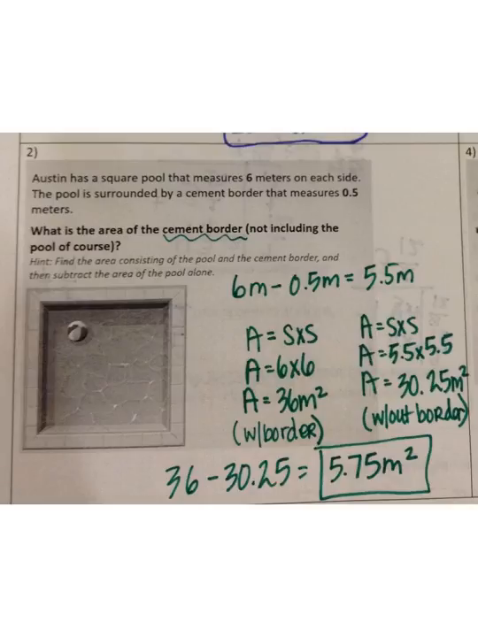Okay, so first, the hint said find the area consisting of the pool and the cement border, which is 6 meters. So over here I did side times side, 6 times 6, 36 meters squared with the border. Then I subtracted the area of the pool alone. So I found, with the pool alone, if I took away that 0.5 border, it would be 5.5 times 5.5, which is 30 25/100 meters squared. And so down here I subtracted the part without the border from with the border and got 5 75/100 meters squared.